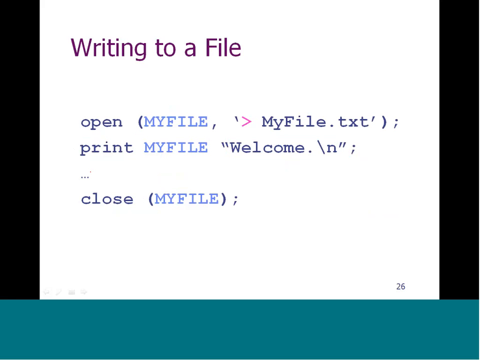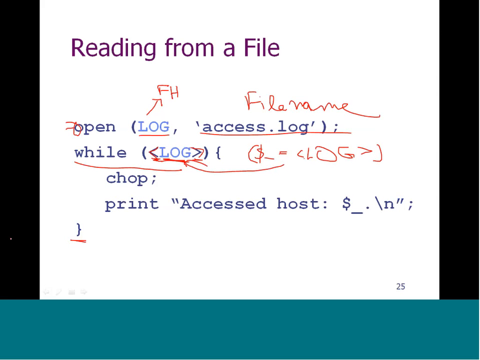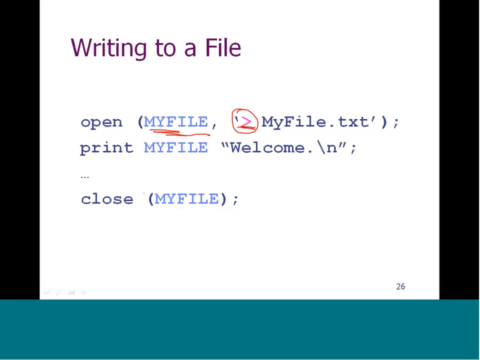Now for writing to a file, we use the redirect arrow, which is the greater than. We open the file, and if we use this in front of the file name, it knows that this file handle is going to be a write file. In the previous one, this was a read only file, reading from access.log, but now the write file is myfile.txt.